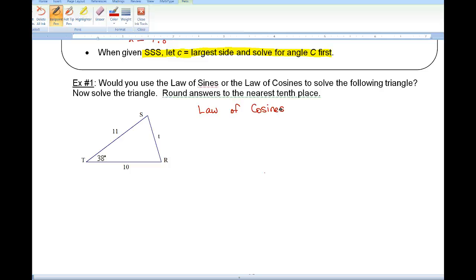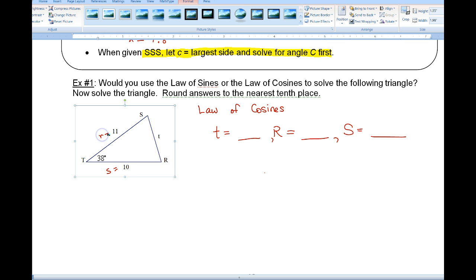Remember, what does solve the triangle mean? It means we want to figure out all the missing angles and the missing sides. So we don't have enough information to find angle S and angle R. We have to find little t first. So these are the 3 missing pieces. Remember, solving the right triangle, there are always going to be three things that you know and 3 pieces missing. This is little s, and this is little r here.